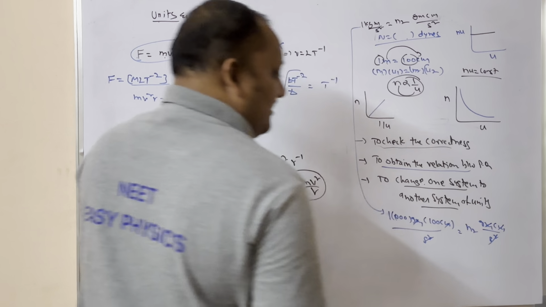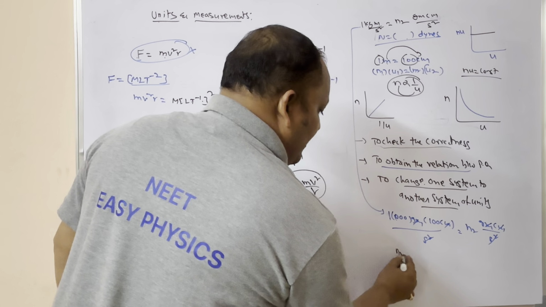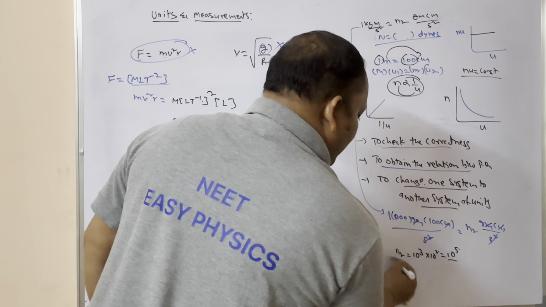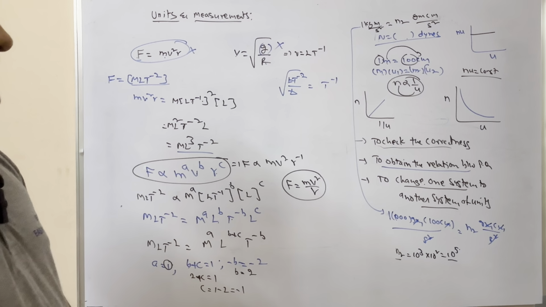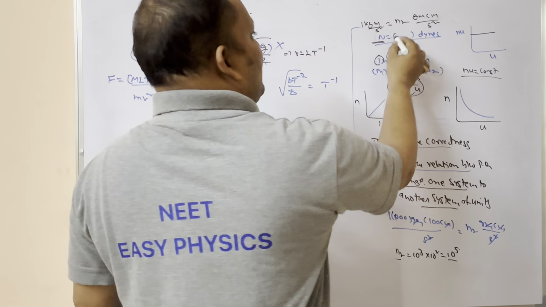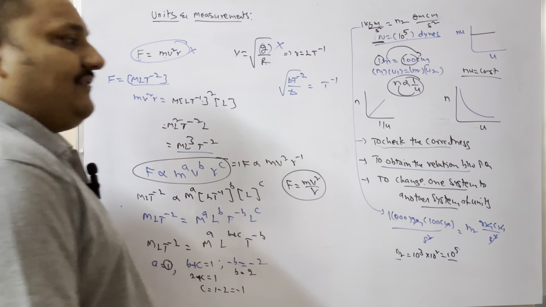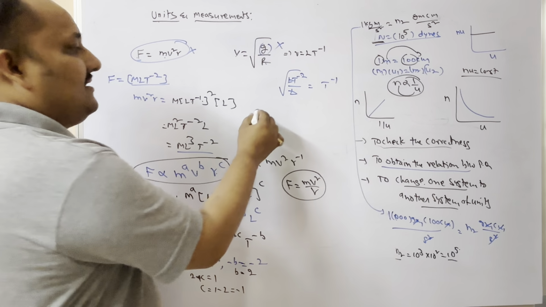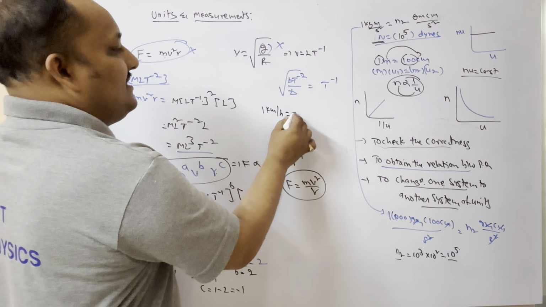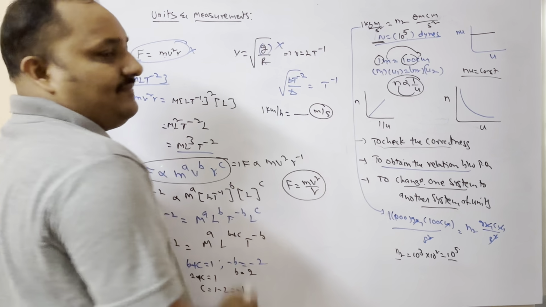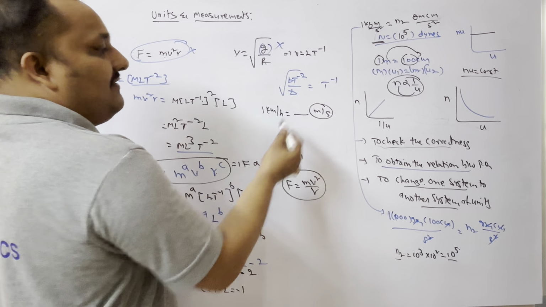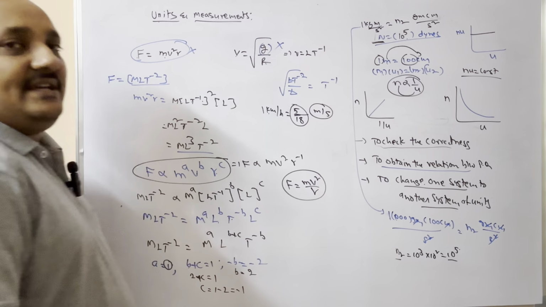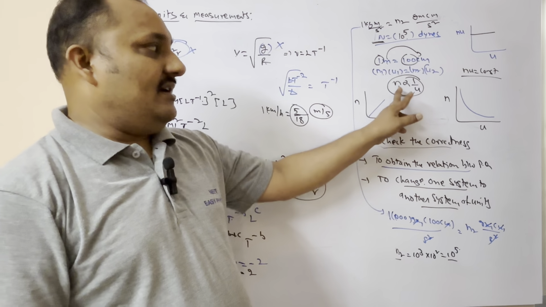Gram centimeter will be cancelled. Then n2 is going to be 10 cube into 10 square, so 10 power 5. So n2 value is 10 power 5. Therefore 1 Newton is equal to 10 power 5 dynes. This is how to convert from one system to another system. So 1 kilometer per hour is equal to how many meter per second? So kilometers you can convert into meters, hours you can convert into seconds. You will get 5 by 18. So this is the formula further.